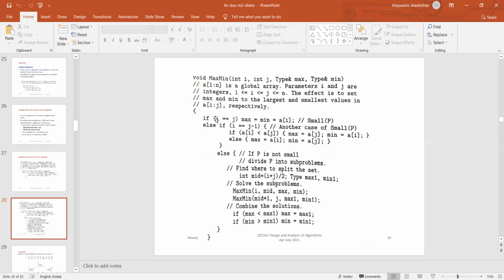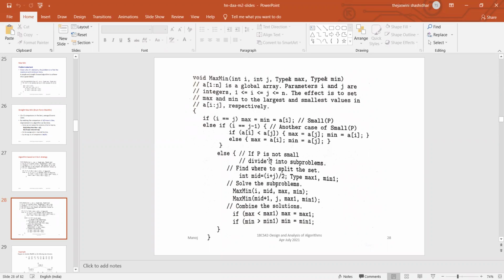If I double equals J, that is for only one element. At that time, max is equal to min is equal to A of I. If there are two elements, that means I double equals J minus 1. That is two elements. What do you do? If A of I is less than A of J, min is equal to A of I, max is equal to A of J. Else, min is equal to A of J, max is equal to A of I.